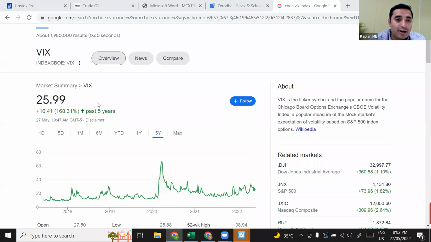If you see, the volatility also keeps on changing. It was 26 a few minutes back. Now it is 25.98. Within a second, it might again change. So options are also one very important instrument when it comes to taking exposure to volatility in the markets.